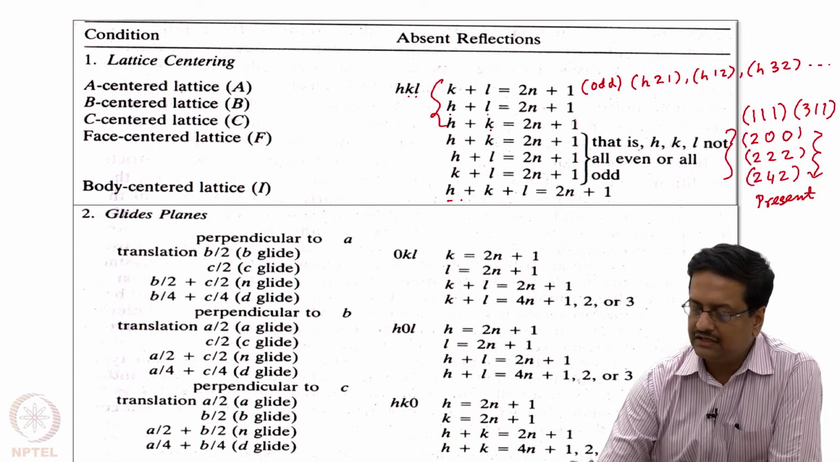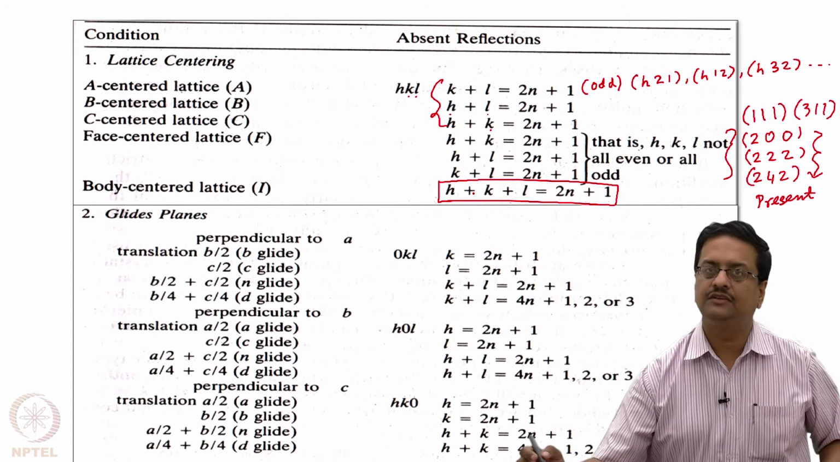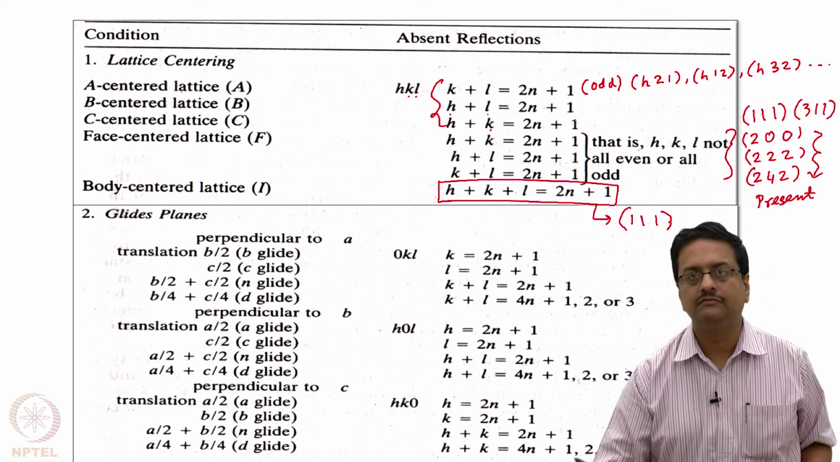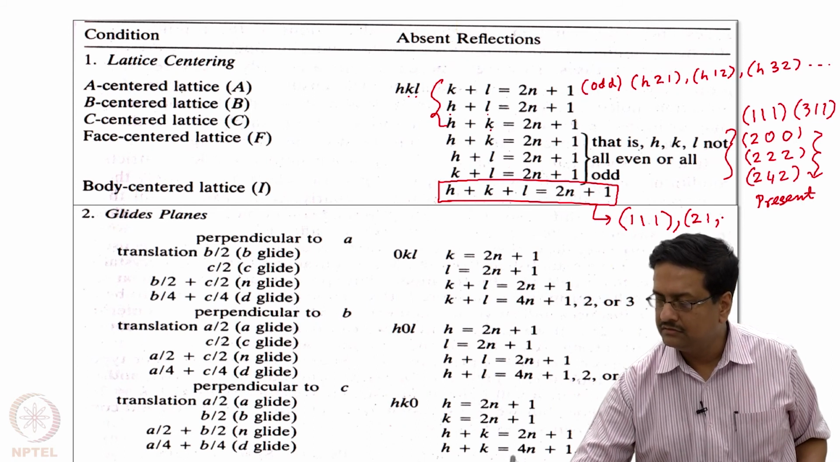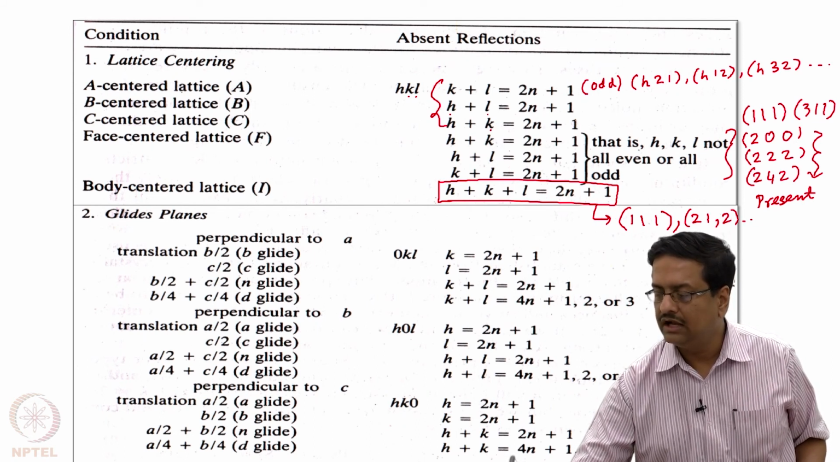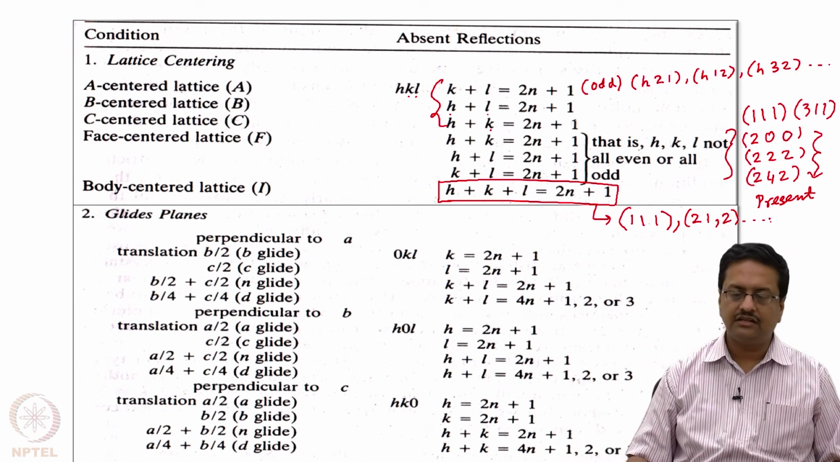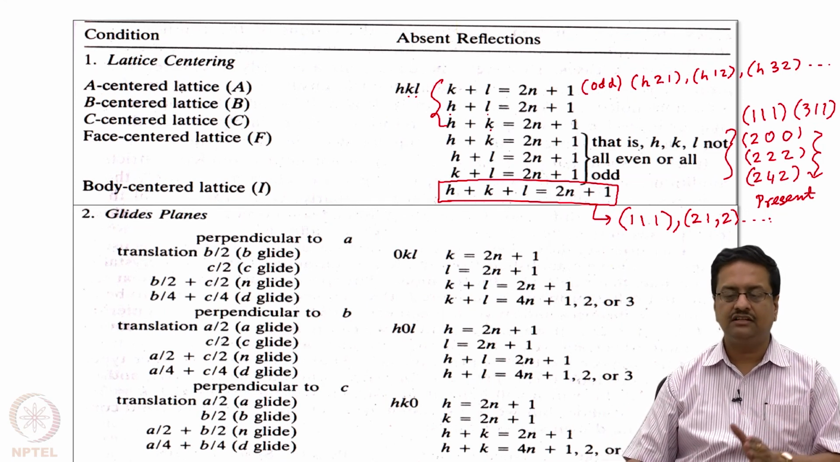Similarly, for a body-centered lattice, this condition has to be fulfilled, that is h plus k plus l is odd, will be systematically absent. So, the absent reflections will be of this type: 1, 1, 1, 3, 2, 1, 2 and so on, where the sum is odd. So, in the next lecture, we will try to understand how the systematic absence conditions for glides and screw axes are to be followed.